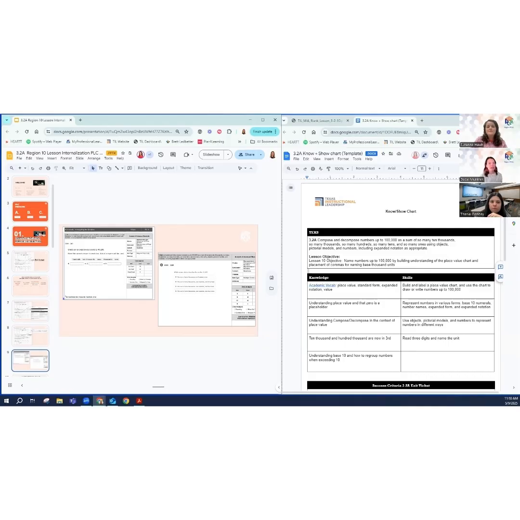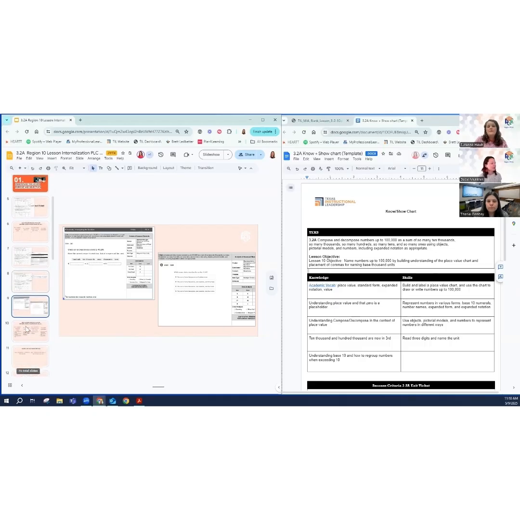Yeah, I agree. So then looking back at our know-show chart, what vocabulary will be most helpful for students to know in order for them to be successful in the lesson? They're going to need to remember the place value labels from previous grades. And then the ones that are new to third grade are the 10,000s and 100,000s place value.